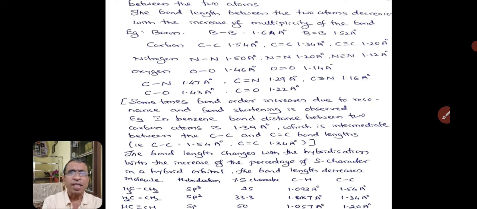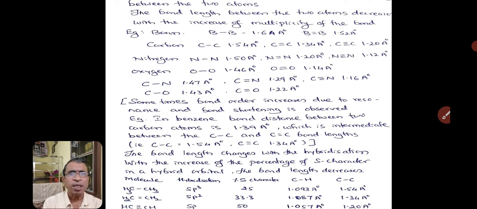If the molecule is like ethene, which is sp2 hybridized, the s character becomes 33.3%. Here the CH bond length is 1.087 angstrom and the CC bond length is 1.34 angstrom. If I take ethyne, where the carbon atom is sp hybridized, the s character is 50%, the CH bond length is 1.057 angstrom and the CC bond length is 1.20 angstrom.